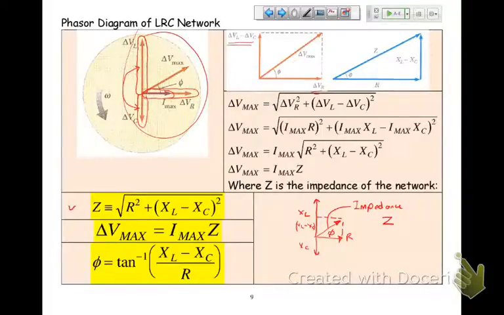And so I can say my impedance is defined as, by Pythagoras, the square root of R squared plus the difference between these two, XL minus XC, squared. And then I can say, well, my maximum voltage is equal to my current times my impedance. And I can say that the phase angle is tan to the minus 1 of the opposite over the adjacent. The opposite is XL minus XC, and the adjacent is R.